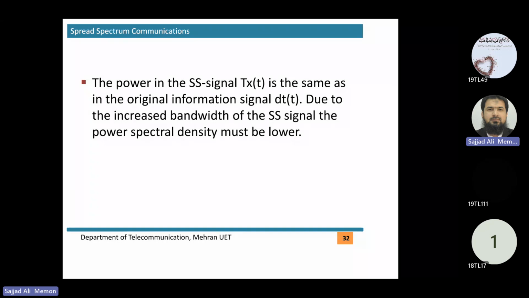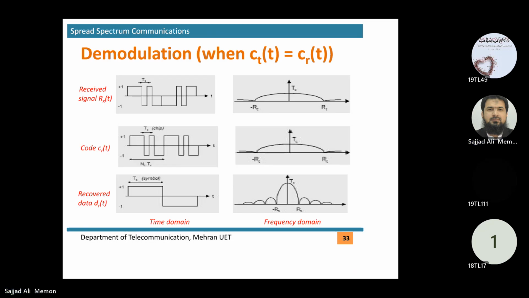So it may be transmitted beneath the noise, and with the right code at the receiver, it can be recovered properly. When we do the demodulation, we receive the signal and multiply it again with the code that was used to modulate the data at the transmitter to recover the original data signal.